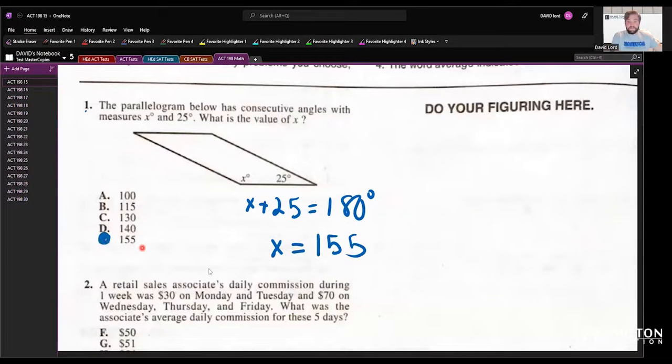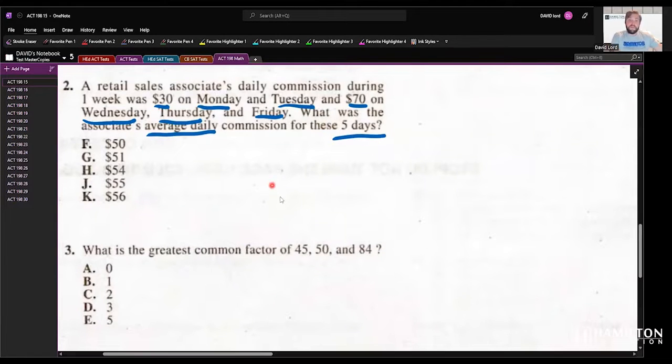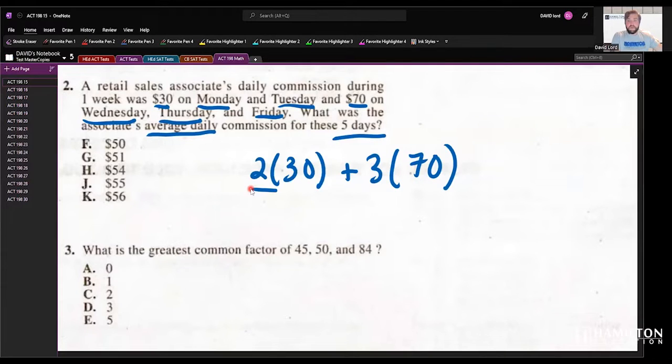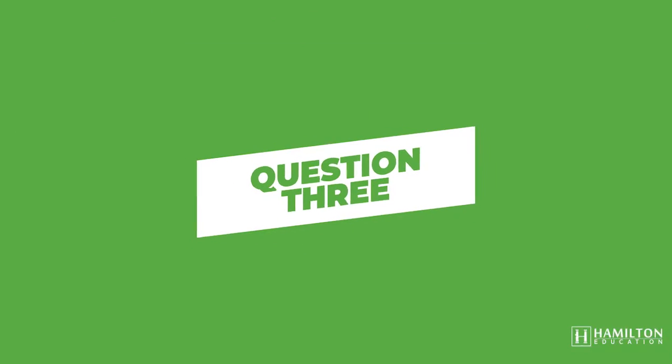Answer is E. Question 2. A retail sales associate's daily commission during the 1 week was $30 on Monday and on Tuesday, and $70 on Wednesday, Thursday, and Friday. What was the associate's average daily commission for these 5 days? So we need to find the total amount of money the sales associate earned. So it's going to be 2 times 30 for Monday and Tuesday, and 3 times 70 for Wednesday, Thursday, and Friday. Divide that all by 5, and we get an average of $54 per day. The answer is H.